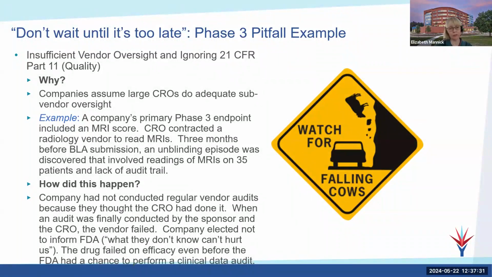So how did this happen? The company had not conducted regular vendor audits because they thought the CRO had done it. When an audit was finally conducted by both the sponsor and the CRO, the vendor failed. The company elected not to inform the FDA, thinking what they don't know can't hurt us. And then the drug failed on efficacy. But had it actually gotten to marketing application, this could have resulted in problems at the time of a BIMO inspection by the FDA during drug review. Next.